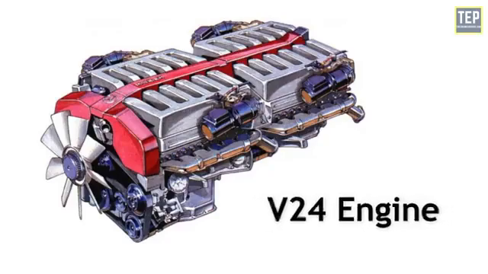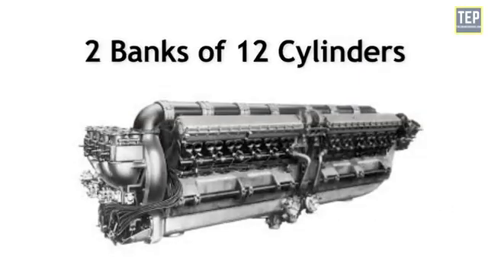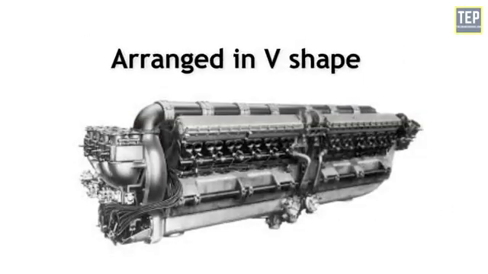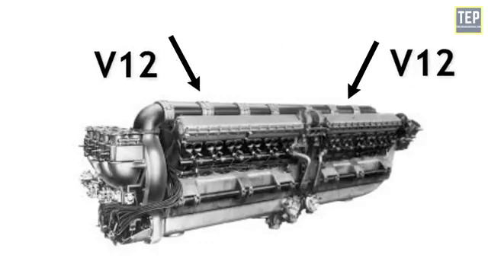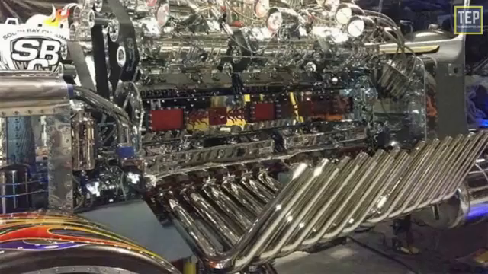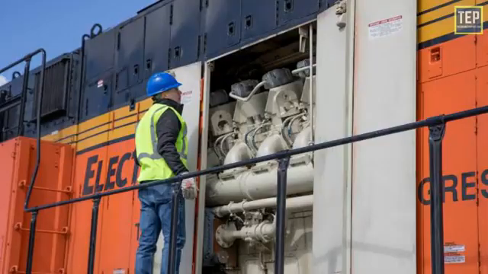A V24 engine is a 24-cylinder piston engine, where two banks of 12 cylinders are arranged in a V-shape. The majority of V24 engines have been dual V12 engines, where two separate V12 engines are placed in line with each other. The V24 engine is used for very large trucks and locomotives.